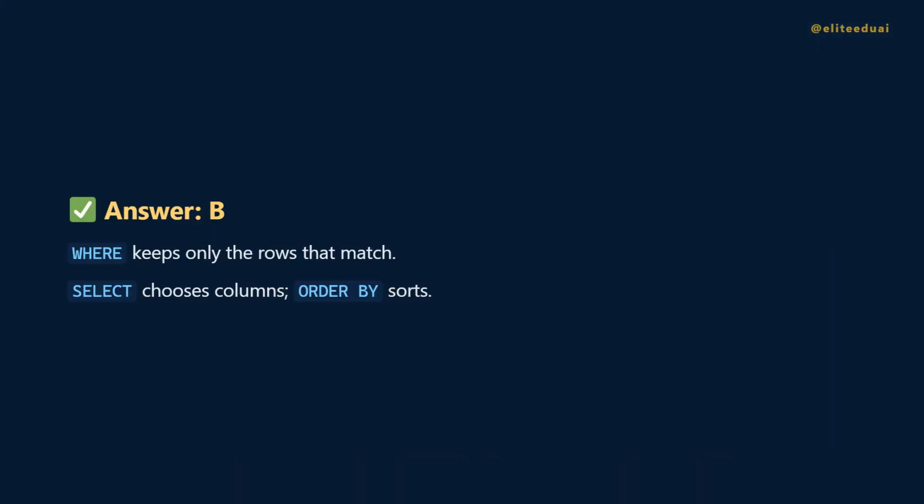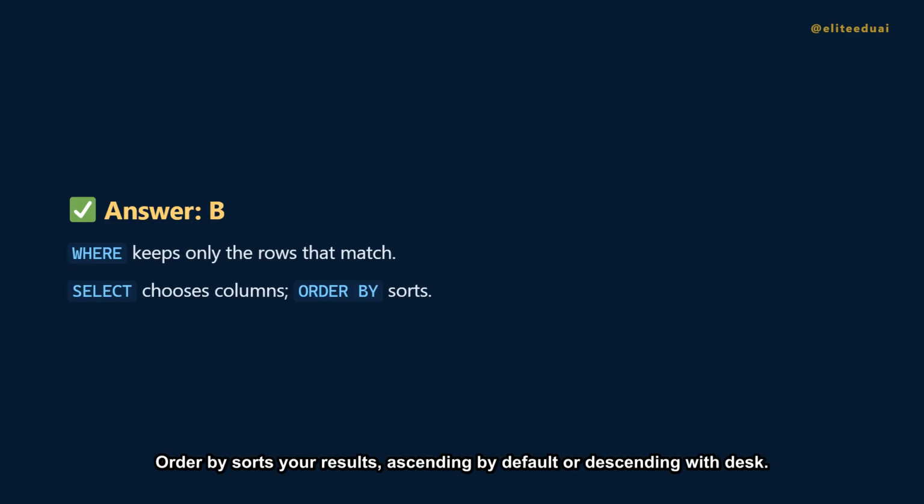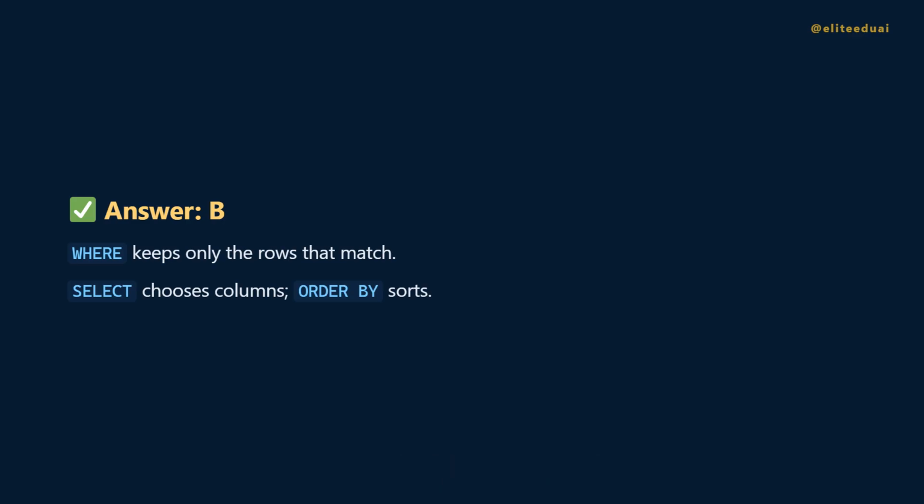The answer is B. WHERE. It keeps only the rows that match your condition. SELECT chooses which columns you see, and ORDER BY sorts the result. Different jobs entirely.